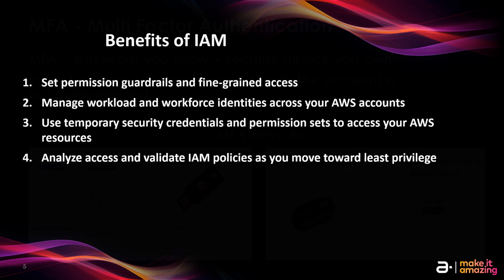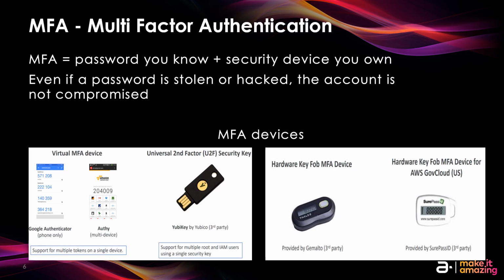Next, IAM comes with multi-factor authentication, MFA. MFA is your second level of authentication that helps whenever you have issues with your password and credentials. So MFA is the password you know that you are using, plus a security device that you own, which could be a security app or a physical device like the YubiKey that we have been using. MFA is your second level of authentication that helps in keeping your account safe, and in this case even if your password is compromised or hacked, your account remains safe.